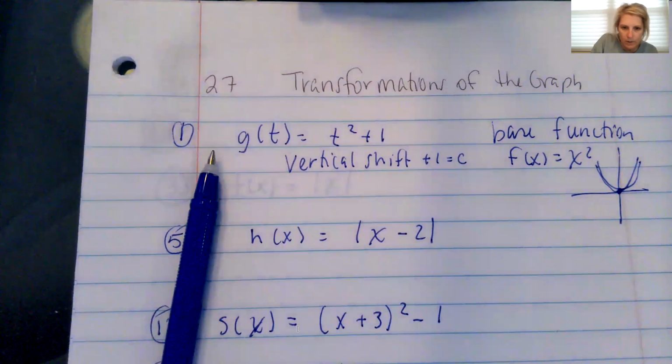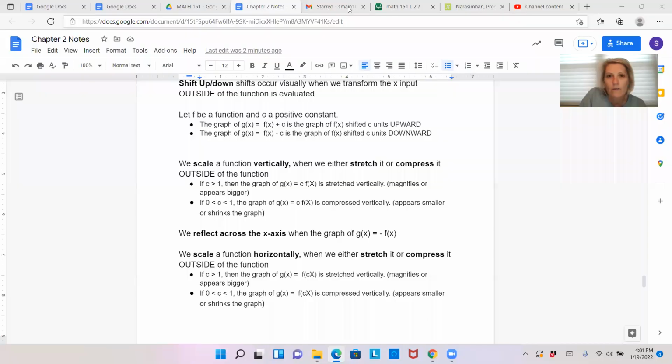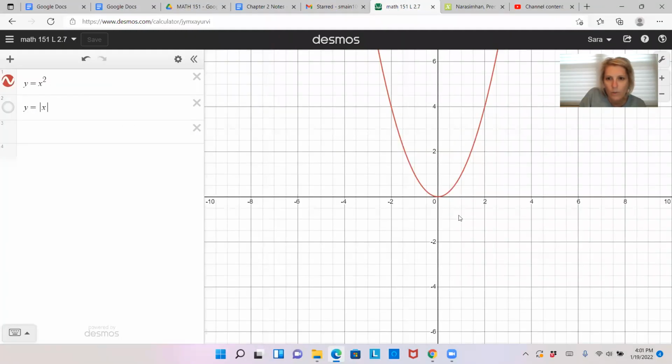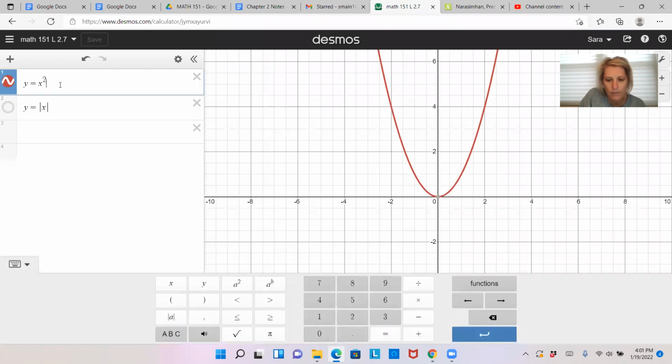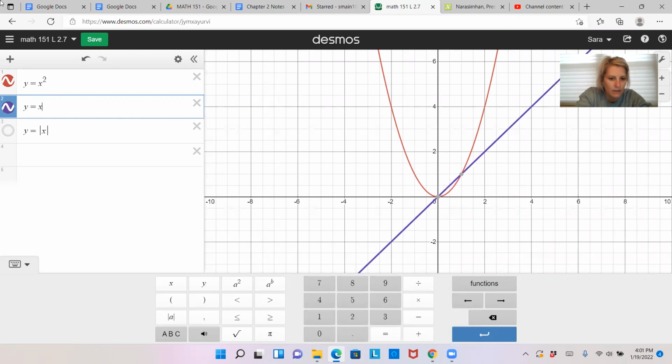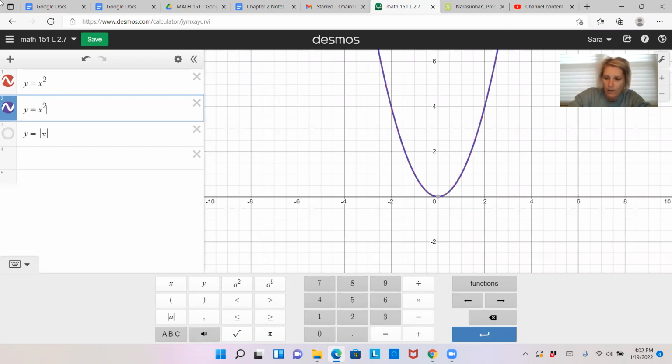So let's go to Desmos and check this out. You can see here, we have the graph of x squared, and there are the values. And then if I do y equals x squared plus 1, you can see it's vertically shifted up 1 value. And you can also see that if we were to make a list of the data values, it's been shifted.